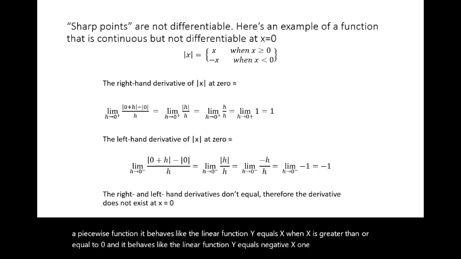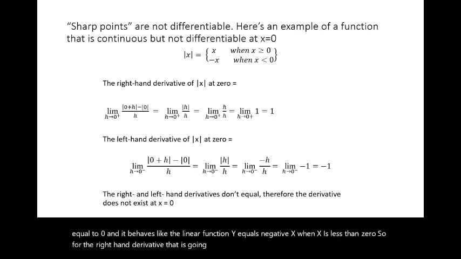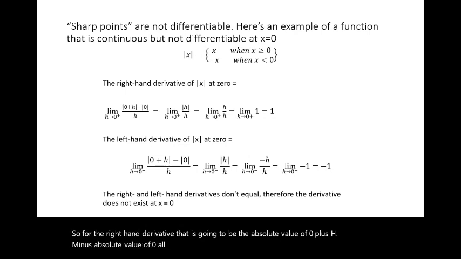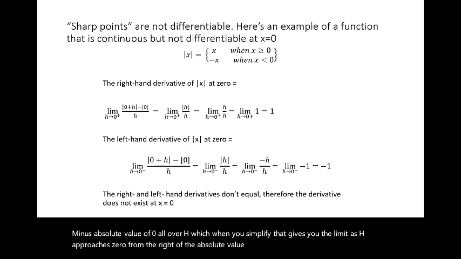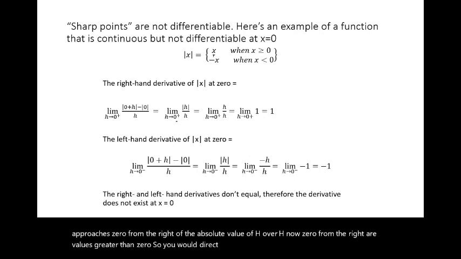So for the right-hand derivative, that is going to be the absolute value of 0 plus h minus the absolute value of 0, all over h, which, when you simplify that, gives you the limit as h approaches 0 from the right of the absolute value of h over h. Now, 0 from the right are values greater than 0, so you would direct substitute into this top piece right here, which would give you h over h, which equals 1, and you get a slope of 1.